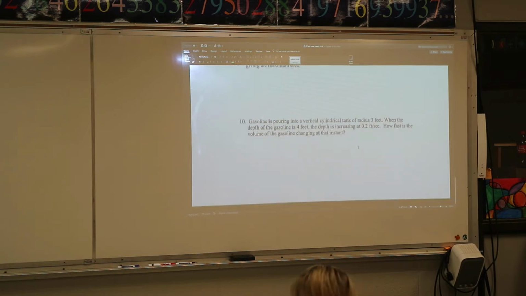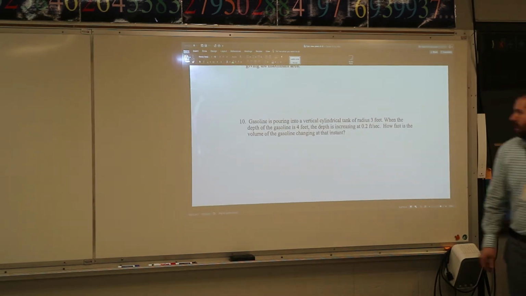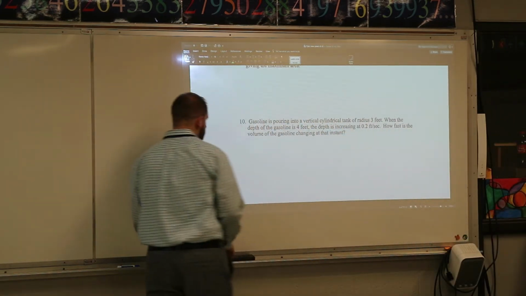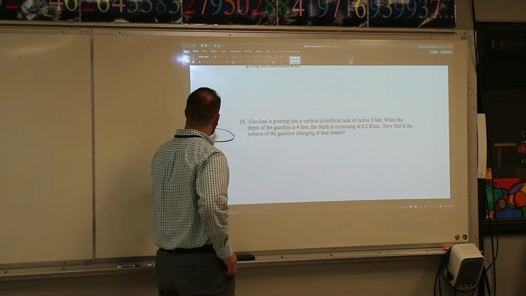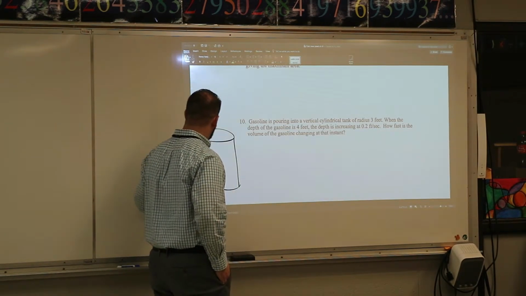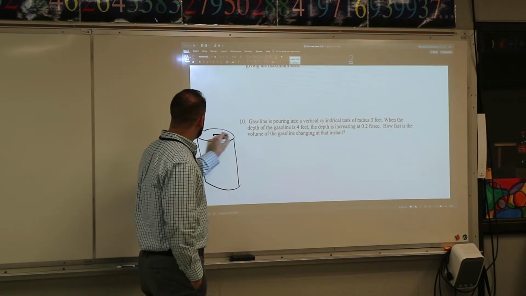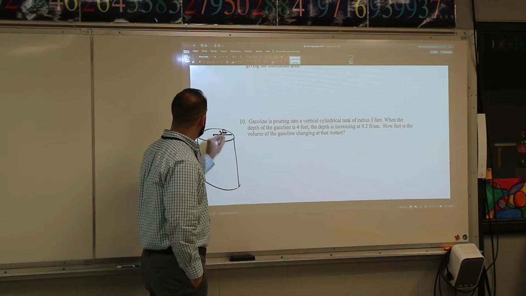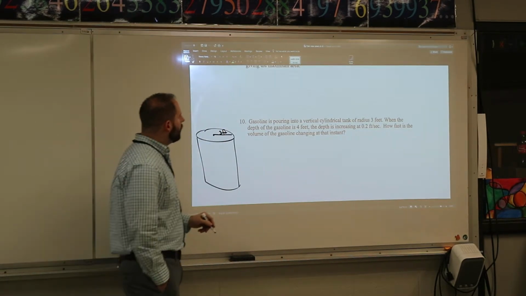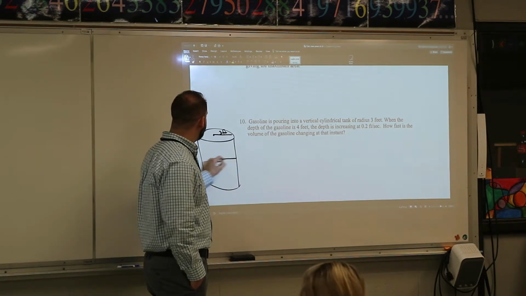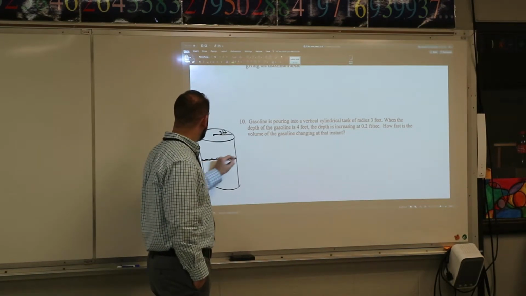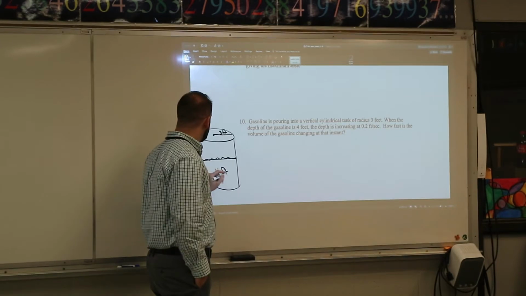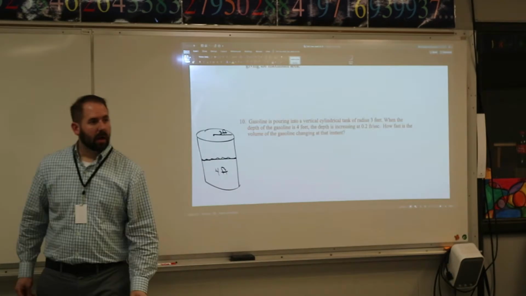A vertical cylinder tank has a radius of 3 feet. When the gas is at a depth of 4 feet, so here's my gas, here's 4 feet, all right, 4 feet of gas is in the tank.